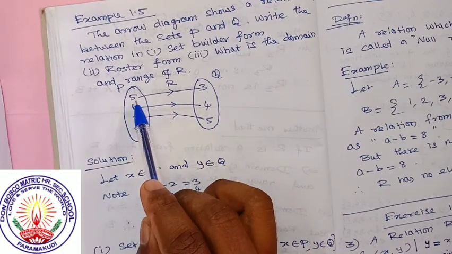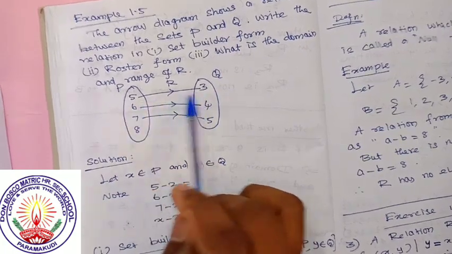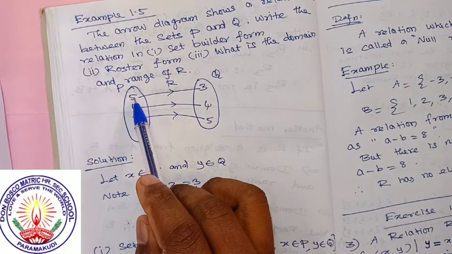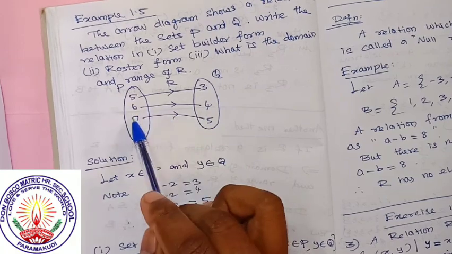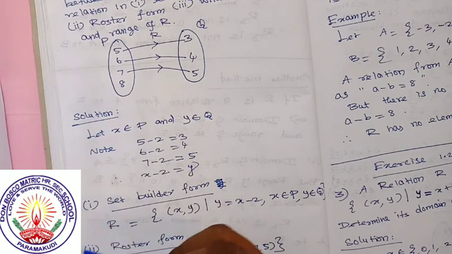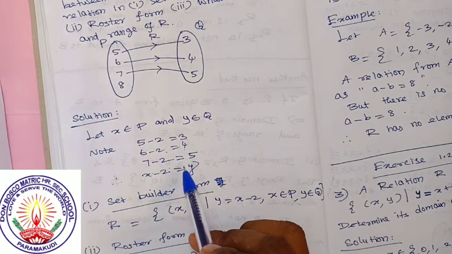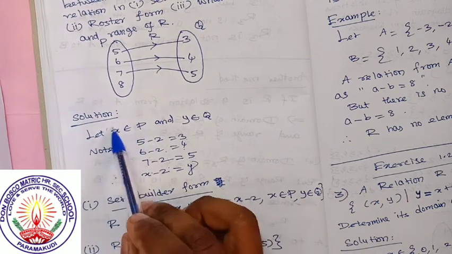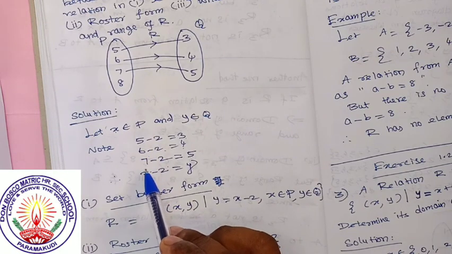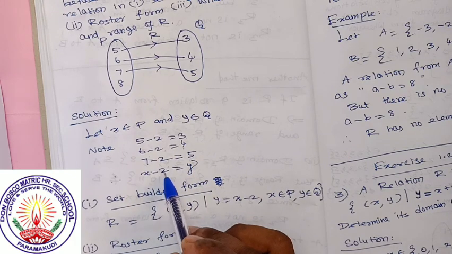If you say 5 is greater than 3, 5 is also greater than 4. But here it is only linked with 3. That means there is some other condition. The condition may be that 5 is 2 more than 3, 6 is 2 more than 4, and 7 is 2 more than 5. Therefore, we conclude 5 minus 2 is equal to 3, 6 minus 2 is equal to 4, and 7 minus 2 is equal to 5. If you take the elements of P as x and the elements of Q as y, then 5, 6, 7 belong to x and 3, 4, 5 belong to y. Therefore, x minus 2 is equal to y.